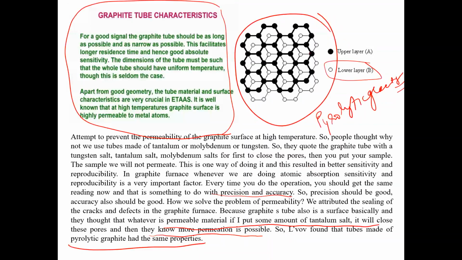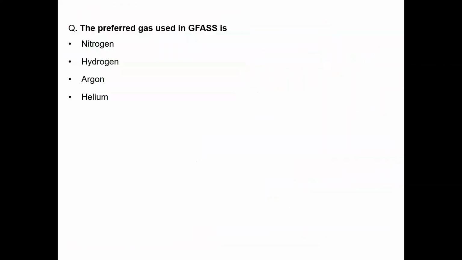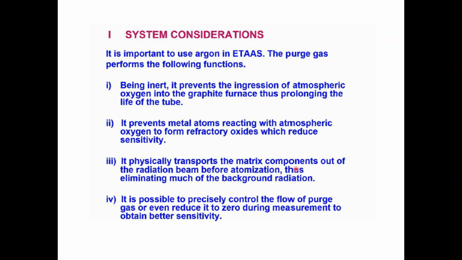So this design is basically done to prevent the permeability of metals from the graphite surface. So first will be the right answer. The preferred gas used in graphite furnace AAS is nitrogen, hydrogen, argon, or helium. This is the argon. So what are the system considerations?